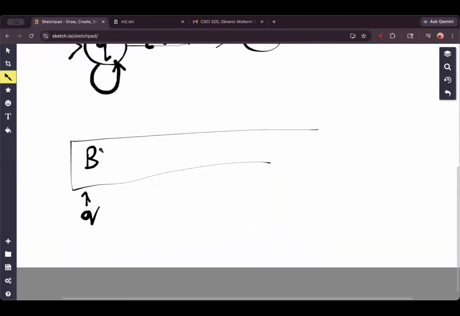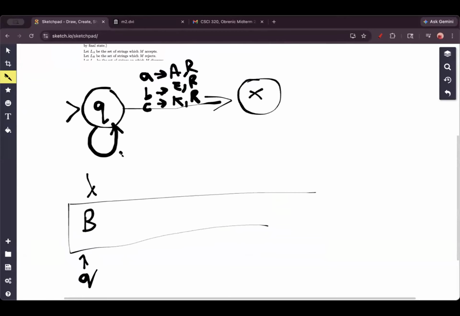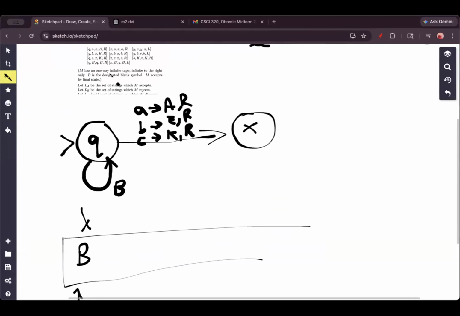B is part of my tape alphabet. So that means that if given a lambda, I'm going to see a blank in state Q. And if I see a blank, what do I do? I replace the blank with another blank. Any questions? If I see a blank, I replace it with another blank, and then I turn right.